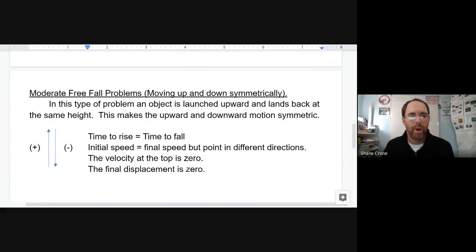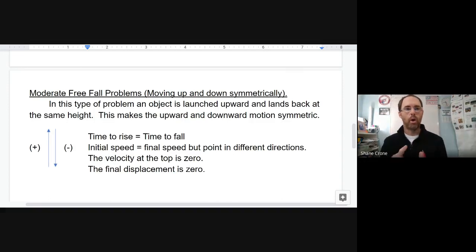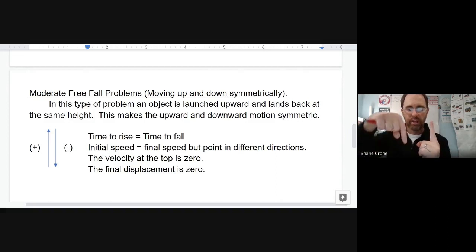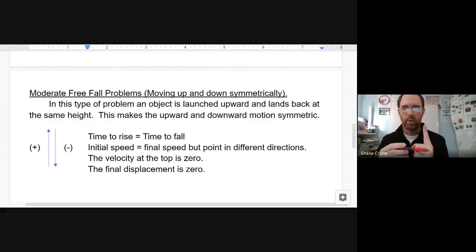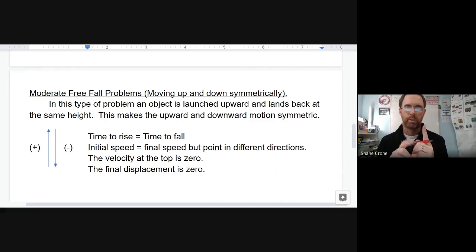The only difference with the moderate freefall problems is that now we're going to launch the thing upward. And by launching it upward, that means that it's going to go up, it's going to come to a stop, and then it's going to come back down. And so now you have some properties that point up and some properties that point down. For example, if I throw it upward, the initial velocity is in the upward direction, but the acceleration still points downward. That's why it slows down. Remember, when the acceleration goes against the object, it's going to slow down. When the acceleration goes with the object, it's going to speed up.